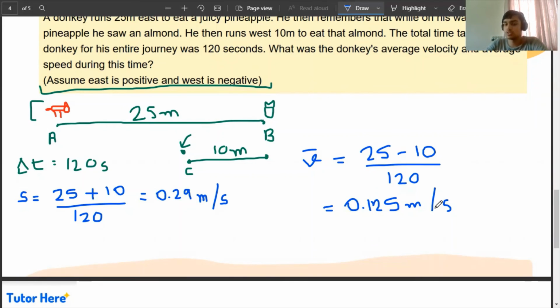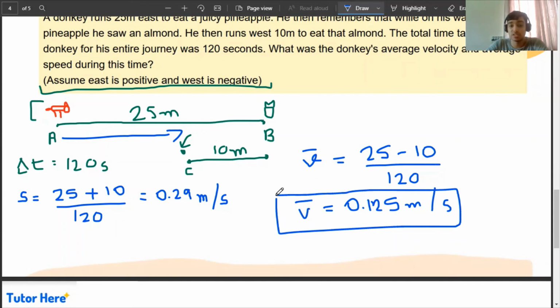And since this is positive, it's towards the east. So what did this donkey do? He came to point B, he went back to point C, but A to C is still towards the east. So you have a positive velocity. Keep that in mind. We have a positive velocity and speed will always stay positive, no matter what.